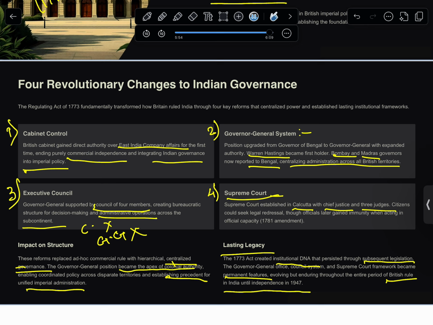So this is all about the Regulating Act of 1773. In the next lecture, we will discuss its further parts, that is the Act of Settlement, the Pitt's Act, etc.